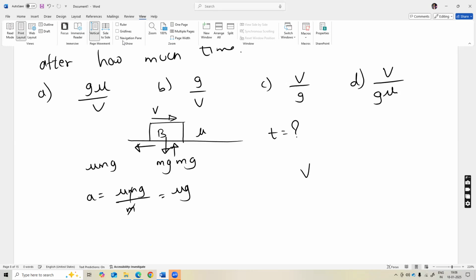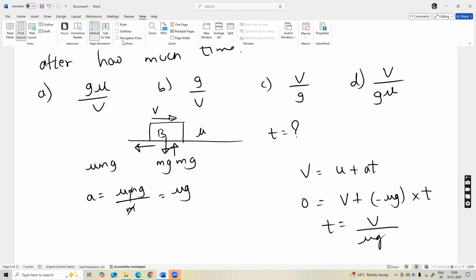We know that v is equal to u plus at. In this case, final velocity is 0, initial velocity is v, and a is minus mu g because it is in the opposite direction, into t. So basically t is equal to v upon mu g. Okay, so option D is correct.